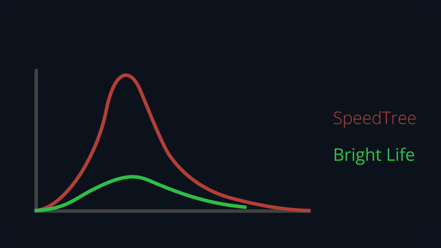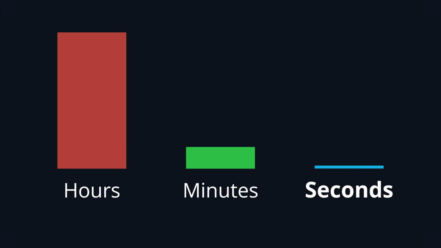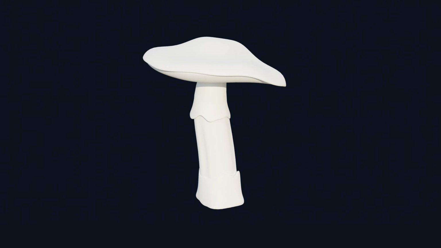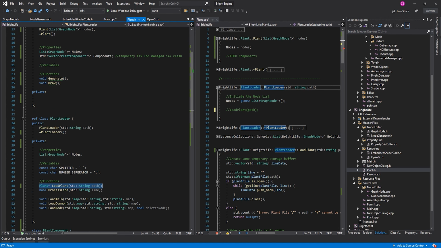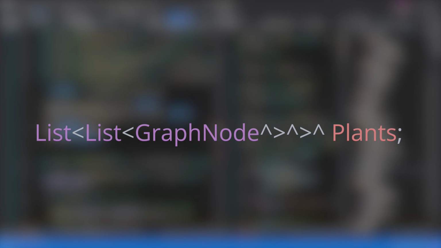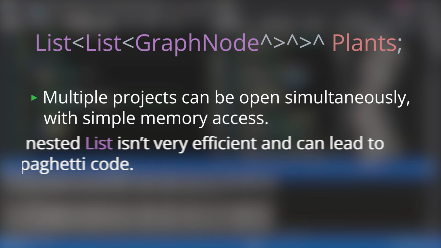The software is far easier to learn, but most importantly, the time spent generating plants drops from a few minutes to seconds. In fact, by the end of this video, PlantLife will be generating mushrooms within a single click. Before getting to work on the generator, I need to make some changes to the project's code architecture. As I explained in the last devlog, each node tree is stored within a list. This enables PlantLife to have multiple projects open at the same time.